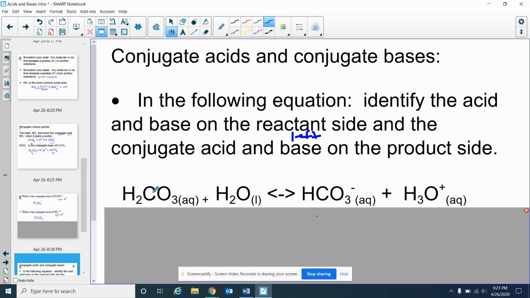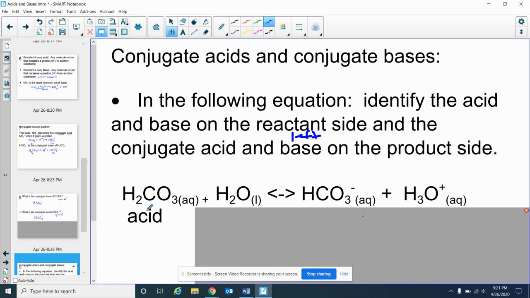Okay, so when we're first looking at the reactants, we have to look at what they become, what happens to them. So the H2CO3, as we look over here, it's becoming HCO3 minus. So it had to have lost a hydrogen to do that. That means it's an acid. Acids give up or lose H pluses. What it becomes is its conjugate base.